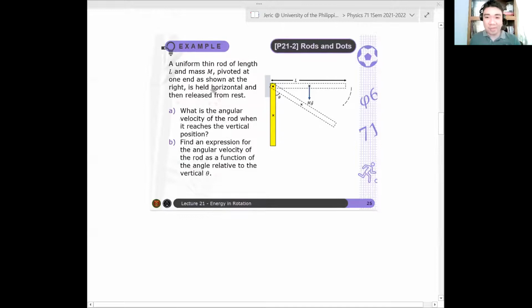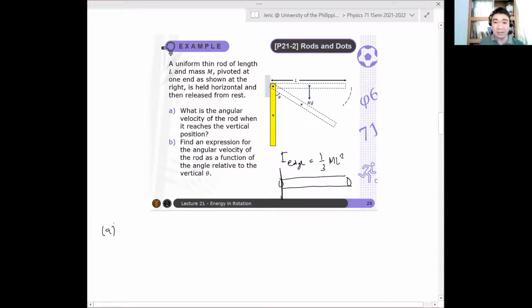Okay, again, you have a uniform thin rod of length L and mass M that's pivoted at one end as shown. So the first one is what is the angular velocity of the rod when it reaches the vertical position? So parang komplikado niyan, di ba? By the way, I at edge is 1/3 ML squared. Edge dito means that the axis of rotation of that rod is at the edge, not at the center of mass. Okay? Hindi sa center of mass. Iba yung magiging expression mo kung nasa center of mass yung moment of inertia. But for the meantime, ibigay ko muna yan.